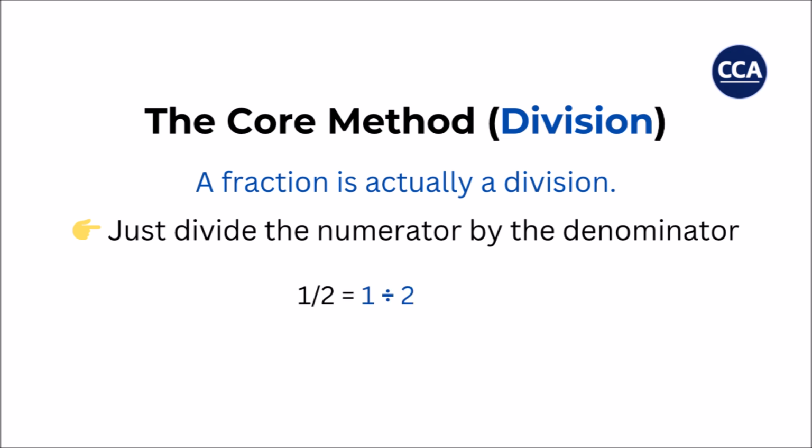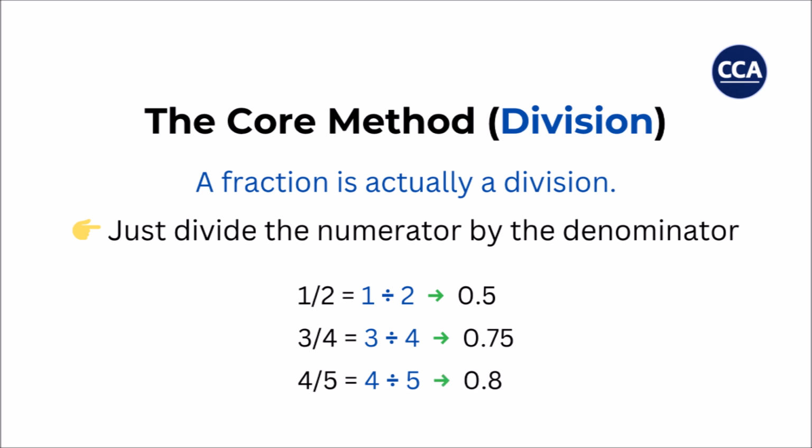That means 1/2 is actually 1 divided by 2. 3/4 is 3 divided by 4. And 4/5 is 4 divided by 5. And eventually, 1 divided by 2 is equal to 0.5. 3 divided by 4 is equal to 0.75. And 4 divided by 5 is equal to 0.8. So far, everything looks clean and simple, right?